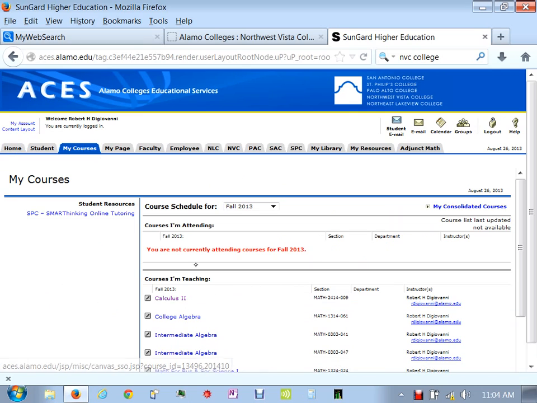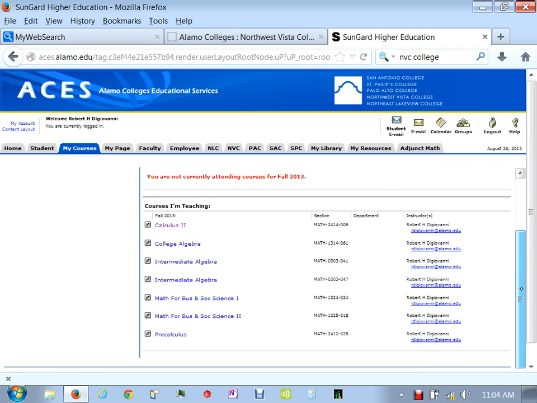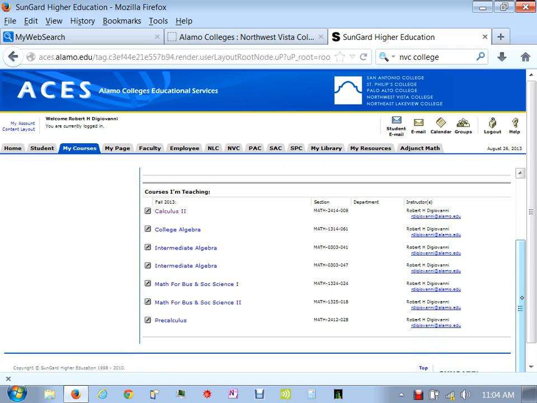And then from here, you should have a list. Make sure you're in the right semester. Scroll down and you should have a list of your classes here. You click on the one that applies to this class. So we are in Intermediate Algebra, Section 041. Click on that. It's going to bring you to what's called Canvas.